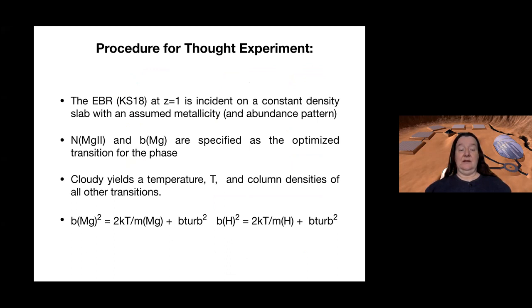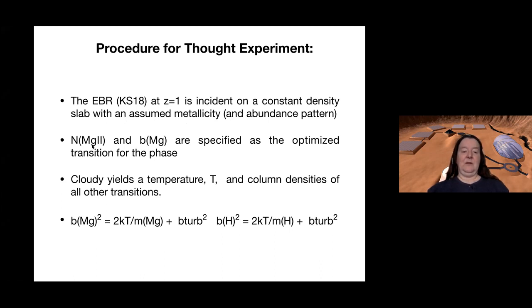What we're doing is the very simple procedure of using an extragalactic background, in this case, Khaire-Srianand 18, for the purpose of this talk. Different background radiation shapes and amplitudes lead to slightly different results, but this is just a broad brush view of things. And that radiation field, we're going to start at redshift 1 here, is incident on a constant density slab, which has an assumed metallicity, a solar abundance pattern assumed. When it is incident on this, it of course affects the ionization state of all of the different transitions.